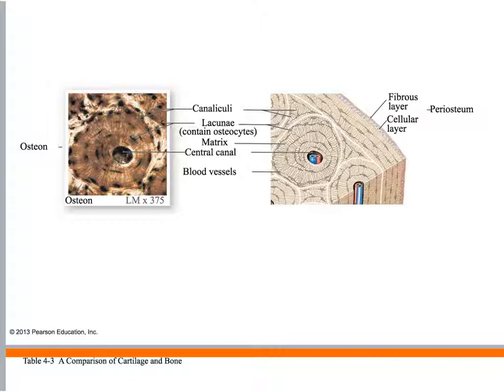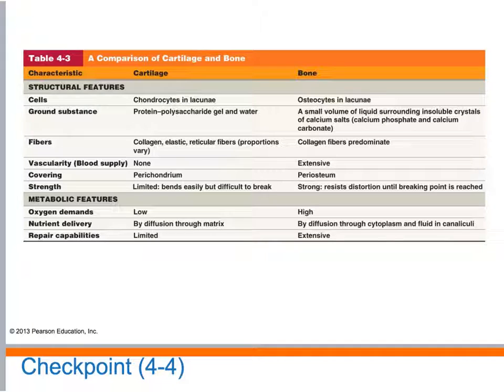This is an illustration showing you the actual bone and the actual circular nature. It's cylindrical, and that gives the bones its strength. This is a final table comparing and contrasting cartilage with bone.